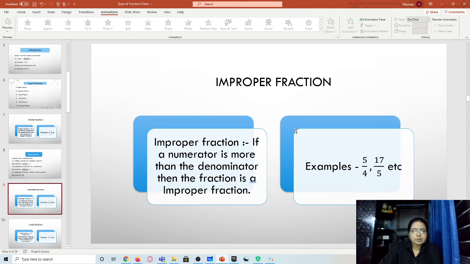Now improper fraction. What is an improper fraction? If the numerator is more than the denominator, then the fraction is said to be an improper fraction. For example, 5 divided by 4. Here the numerator is 5 and the denominator is 4. Numerator 5 is greater than denominator 4, so 5 divided by 4 is an improper fraction. For example, 17 divided by 5. Here numerator 17 is greater than the denominator 5, so 17 divided by 5 is an improper fraction.